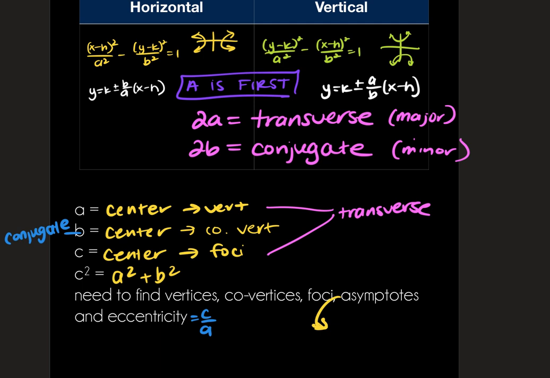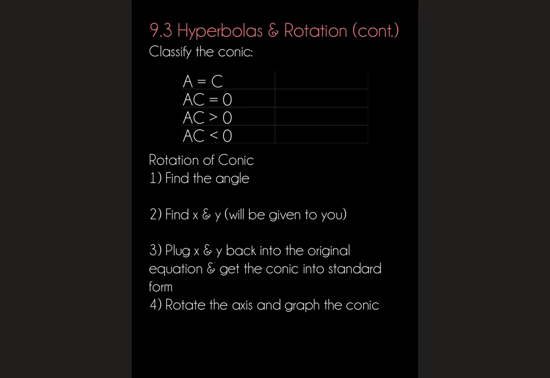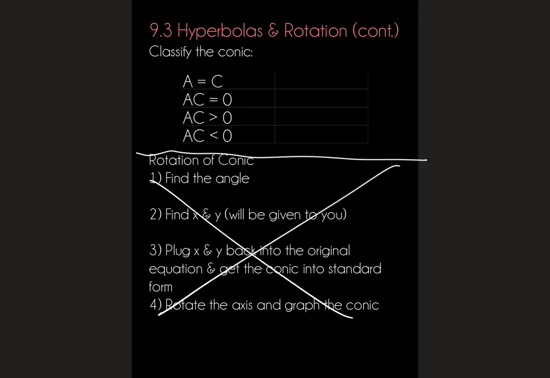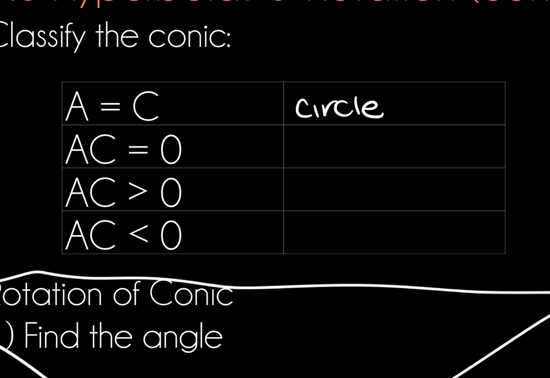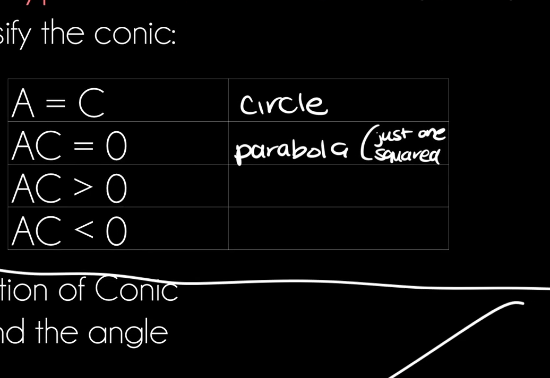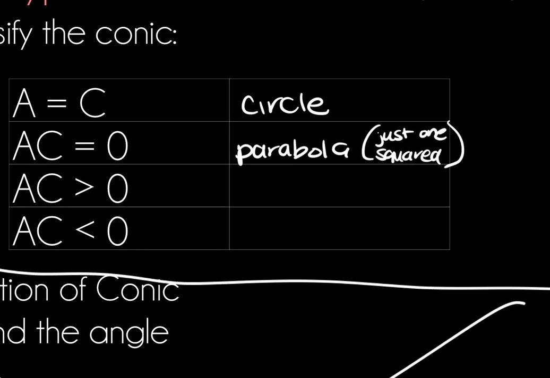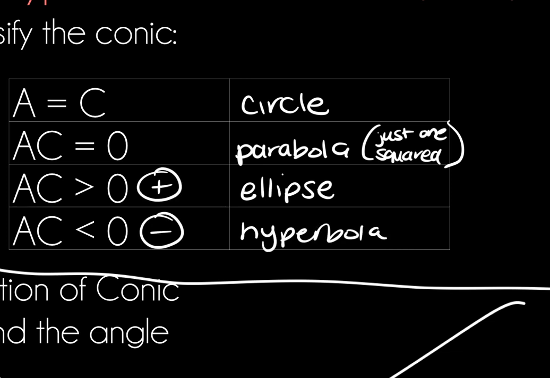Questions on that stuff? Okay, and then you can ignore everything under it for the rotation, but remember classifying. If a equals c, it's a what? Circle. Good. If a times c is 0, parabola. You'll also be missing a squared variable. If a times c is greater than 0, ellipse. Good. And a times c is less than 0, hyperbola. So this one would be a positive product, and this would be a negative product. They can both be positive or both be negative to give you an ellipse. Or for a hyperbola, one is positive, one is negative.